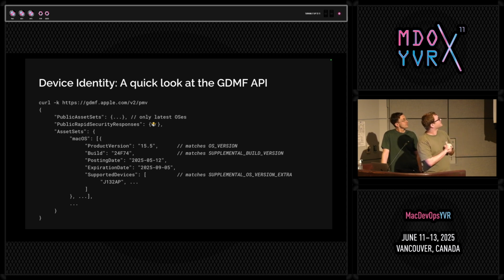There's the asset sets, which lists all of the versions that are available to MDM enrolled devices. So an example of a macOS, we can see basically there's several keys that match what is in the machine info. So we get the product version, the build, and then this last one is the particular device ID. So you can use this API to make sure you're sending a macOS version that is compatible with the version that you're trying to force the version on.